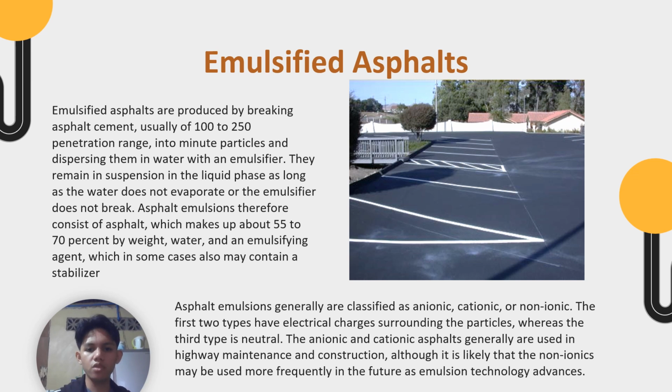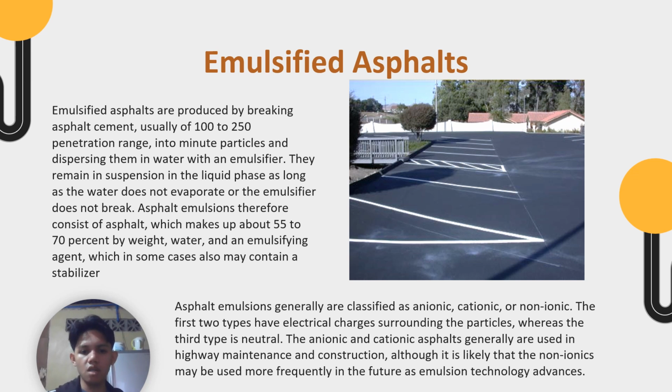Emulsified asphalts are produced by breaking asphalt cement, usually from 100 to 250 penetration range, into minute particles and dispersing them in water with an emulsifier. They remain in suspension in the liquid phase as long as the water does not evaporate or the emulsifier does not break. Emulsions therefore consist of asphalt, which makes up about 55 to 70% by weight, water, and emulsifying agent, which in some cases also may contain a stabilizer.